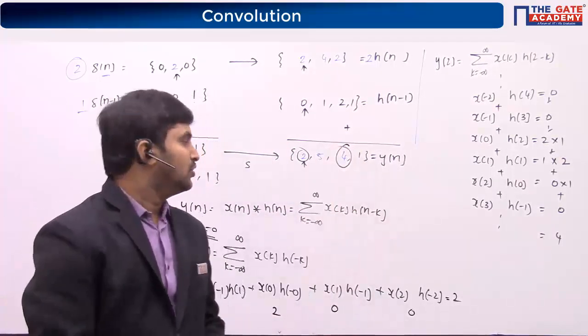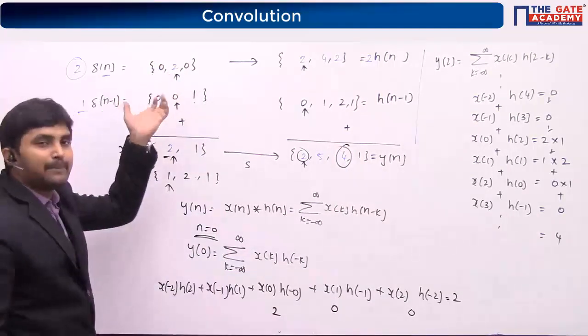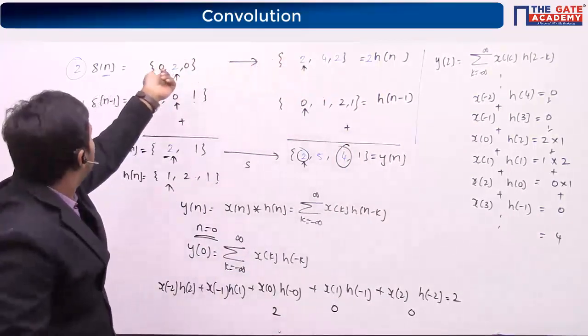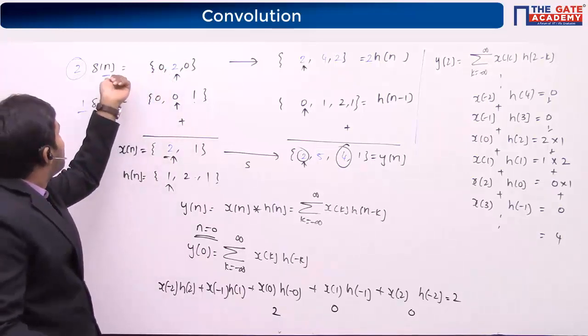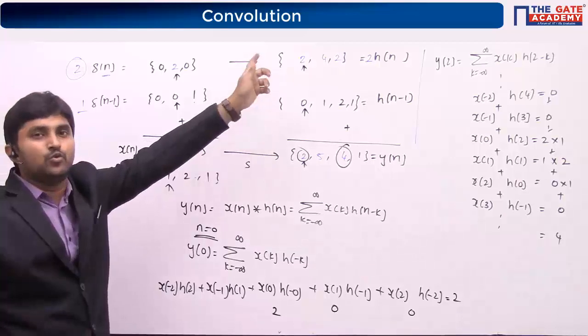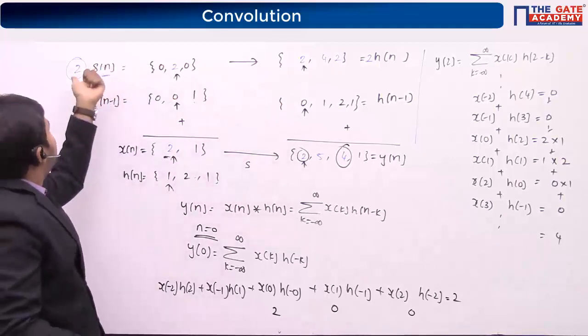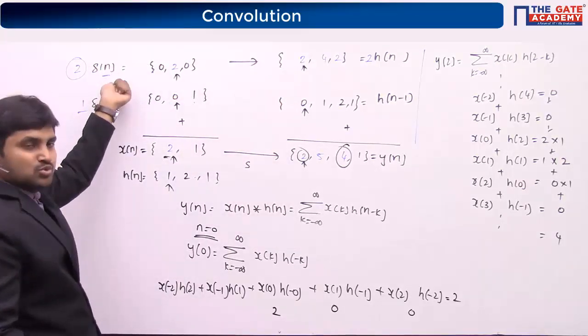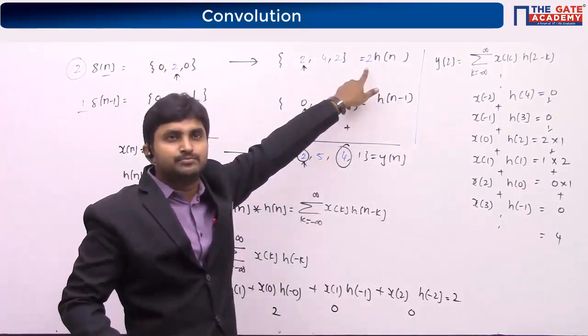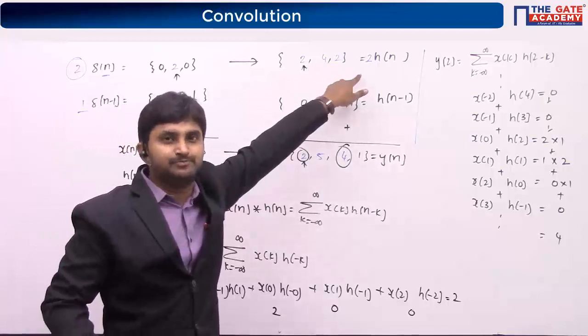So whatever concept we are applying, this is what we are logically applying. When you know that when you apply an impulse here, 0, 1, 0, the output is 1, 2, 1. Now what I'm doing is multiplying by 2. So even your impulse response is going to be multiplied by 2. So I got this one.